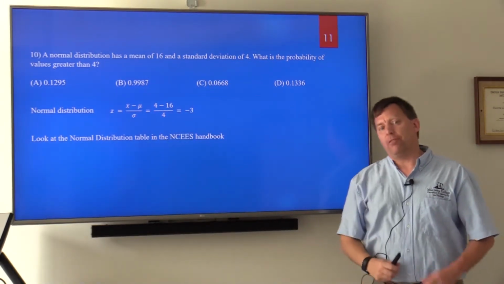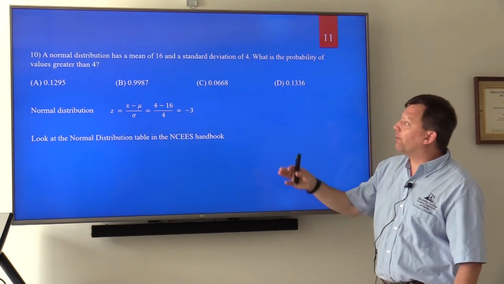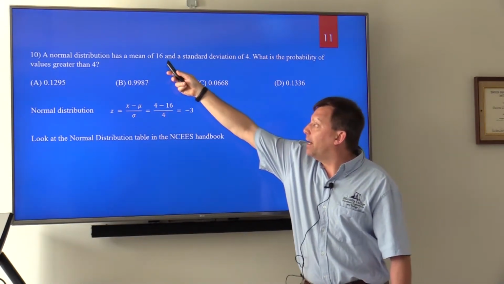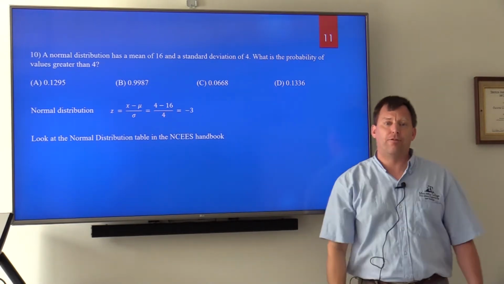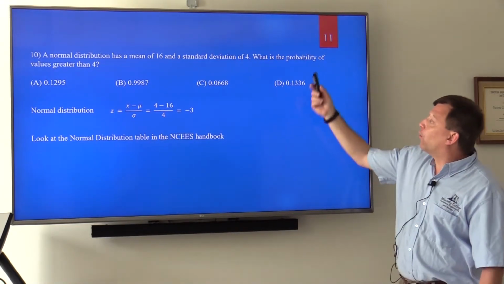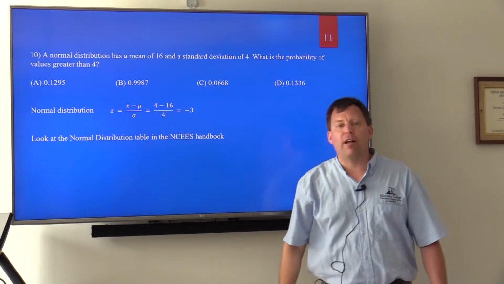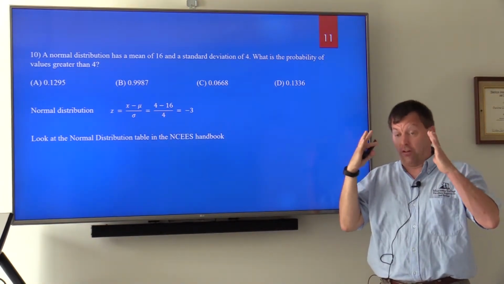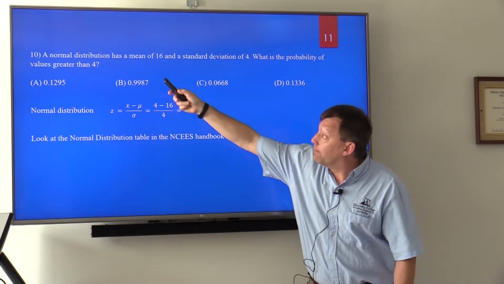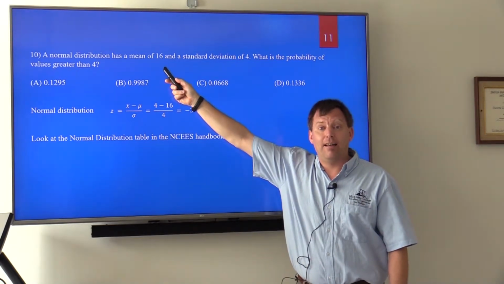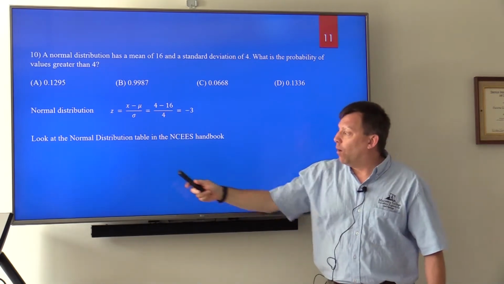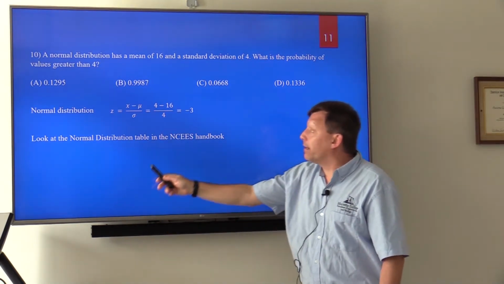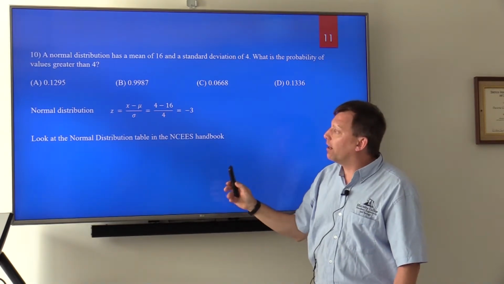Normal distribution is another type of statistical function. Again, the problem specifically states a normal distribution with a mean of 16 and a standard deviation of 4. What is the probability of getting a number greater than 4? If you just think about that in your mind first, the mean is 16. 4 is way down over on this side. So you're saying that probability is going to be pretty high.